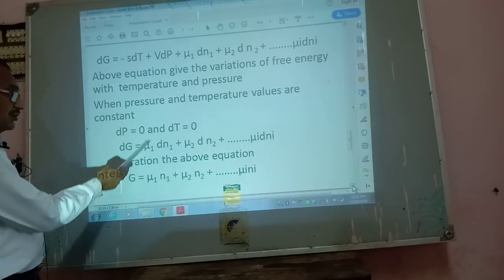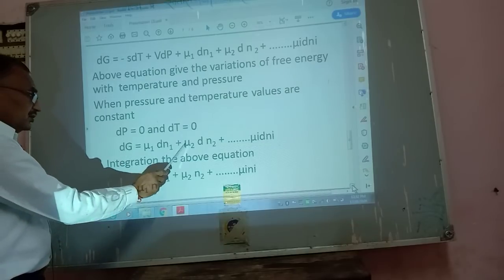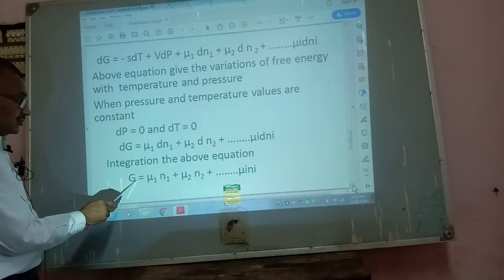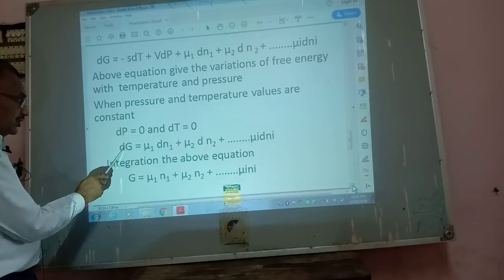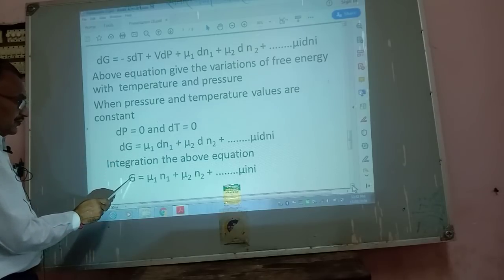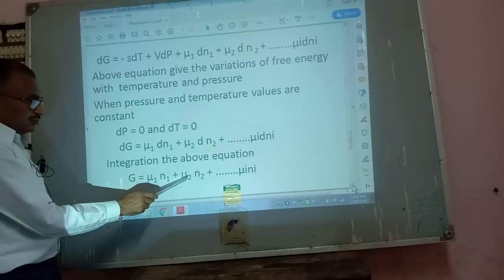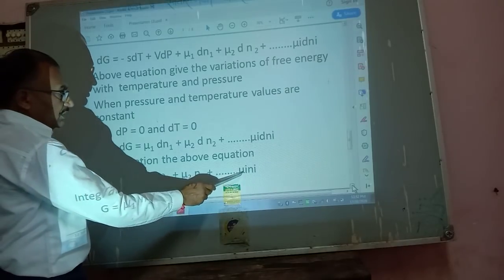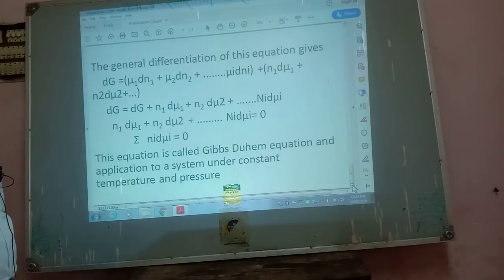Now we integrate this equation. On integrating, we get G is equal to, because the integration of dG is G, mu1 into the integration of dn1 which is n1, plus mu2 into n2, plus mu_i into n_i.